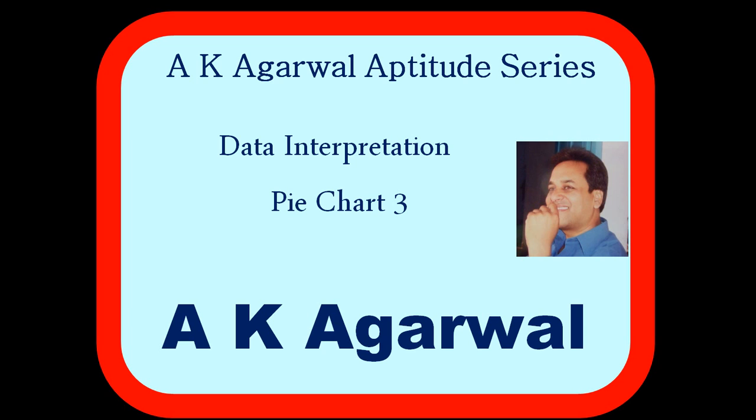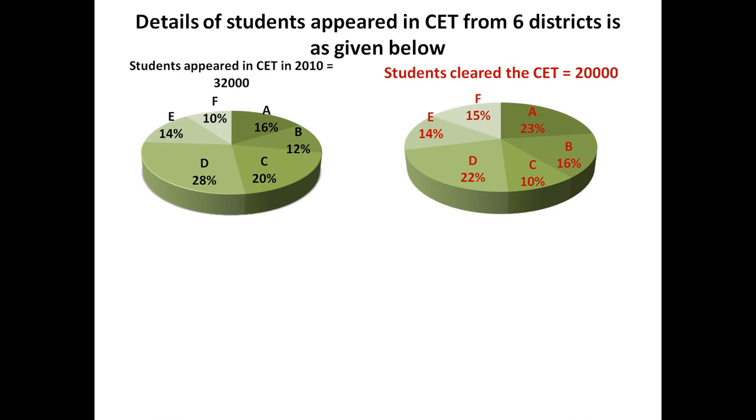Friends, in this session we are going to learn a technique for solving a problem of data interpretation using pie chart. Here the given problem is details of students appeared in CET from 6 districts is as given below.